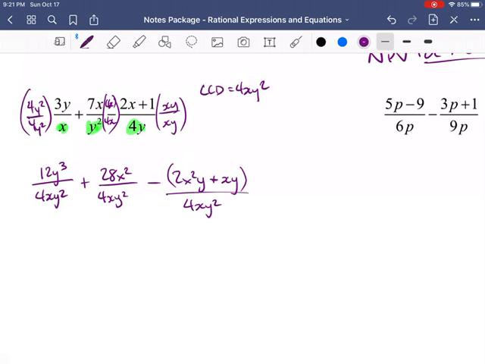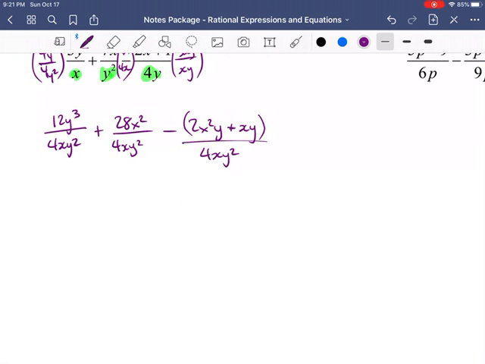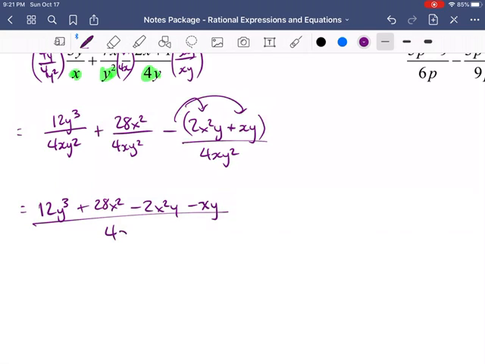So let's collect this. It's getting a little greasy here, but all right, let's do it. So we've got 12y cubed plus 28x squared. Now this negative is going to distribute to both those terms, so it's minus 2x squared y minus xy. And all of this is over 4xy squared. Okie dokie. So our non-permissible values, x cannot equal 0, y cannot equal 0, and z, we don't even have a z. X cannot equal 0, y cannot equal 0. There you go.